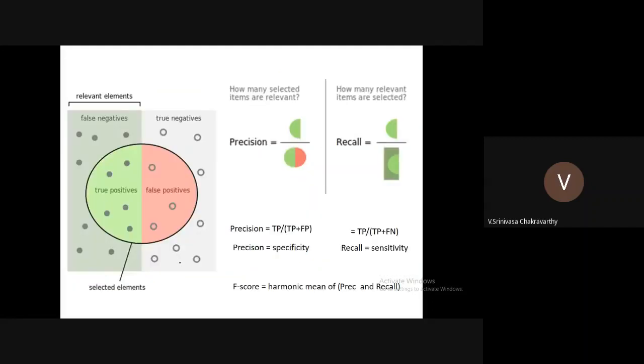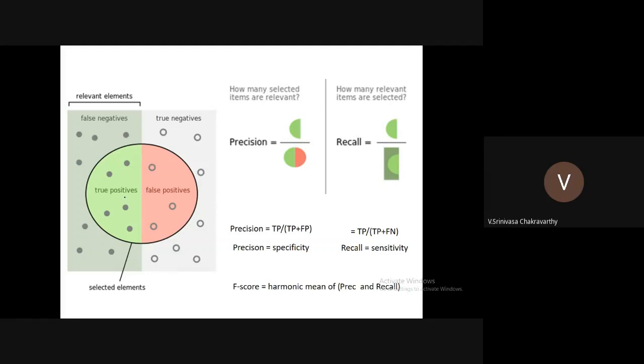Right, so in these kinds of problems where you just have 2 classes, you need to define 2 important quantities called precision and recall. Precision is also called specificity, and recall is also called sensitivity. So let us look at the image on the left side. You have true positives, false negatives, false positives, and true negatives.